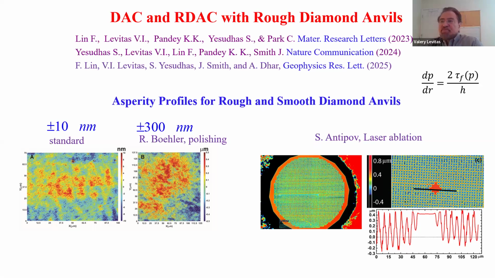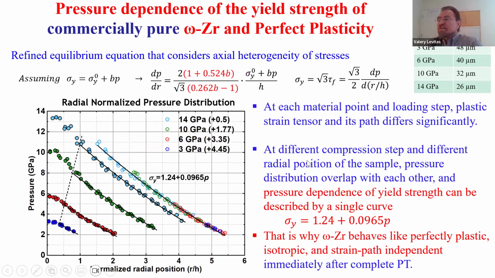And that is why we developed DAC and RDAC with rough diamonds. So instead of standard asperities of 10 nanometers, we produce asperities of 300 nanometers by polishing and laser ablation. And in this case, indeed, we reach the maximum possible friction, and we use this to determine the pressure dependence of yield strength. So we slightly upgraded the equilibrium equation. We took into account heterogeneity along the thickness, and these two red terms appear. You see here experimental points for 5 different loading pressure distributions. And all of them are described by this simple expression for yield strength.